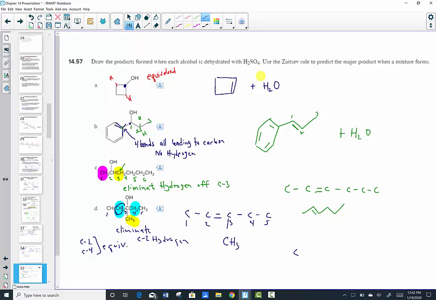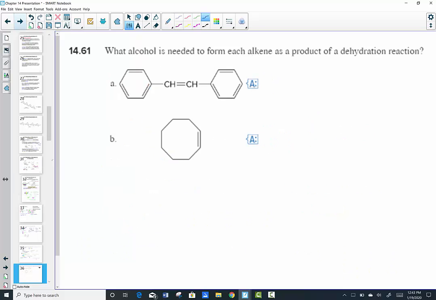And you clearly see that had I done the other direction, I ended up with the exact same compound. So there's 5 carbons in a row. Carbon 3 has a methyl, and if I had taken that hydrogen, I still ended up with 2-pentene. Zaitsev's rule, make sure your double bond is in the most substituted position.